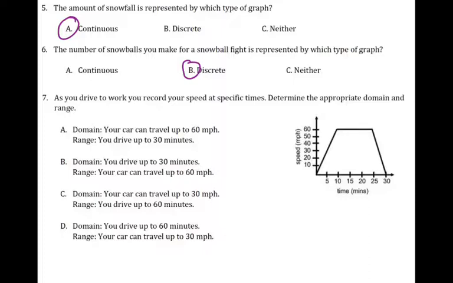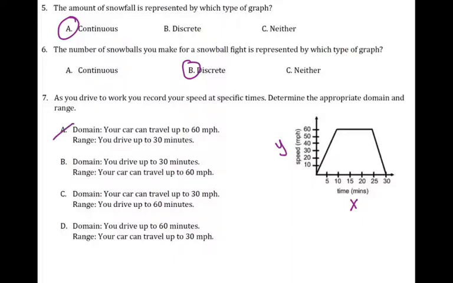Okay. Number 7, as you drive to work, you record your speed at different times. Determine the appropriate domain and range. So domain, once again, talks about what's happening to your x values. Range talks about your y. So if I look, my domain should be something that deals with time. So if I look at letter A, that's talking about speed. That's not going to work.